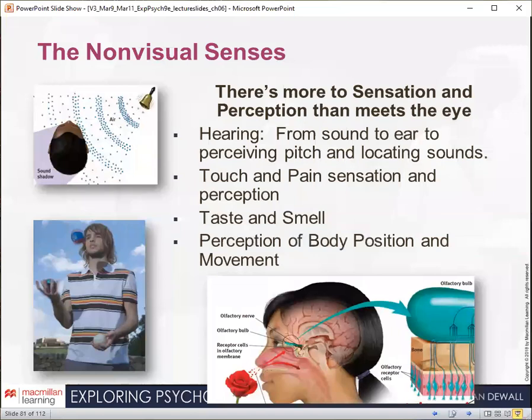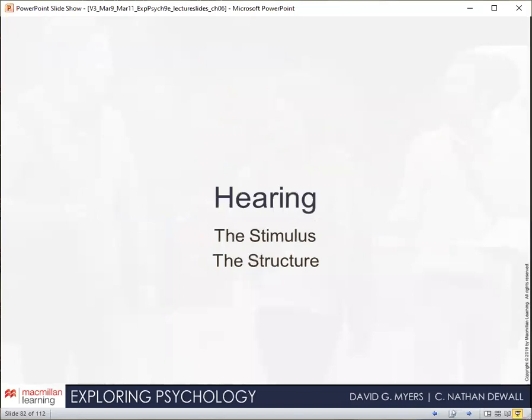Now let's discuss some of the non-visual senses. There's more to sensation and perception than meets the eye. So there are sensations out there beyond just seeing, hearing being the next most important one for most of us. Hearing, from the sound to the ear, perceiving pitch and locating sounds; touch and pain, also a sensation and perception; taste and smell, as well as perception of body position and movement. All right, so let's start off by focusing on hearing, probably the next most important of our abilities to sense the world around us.